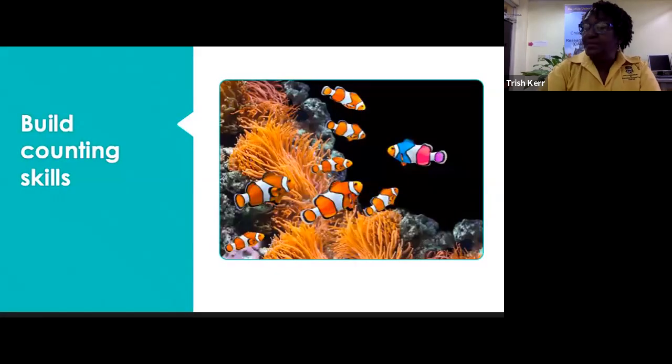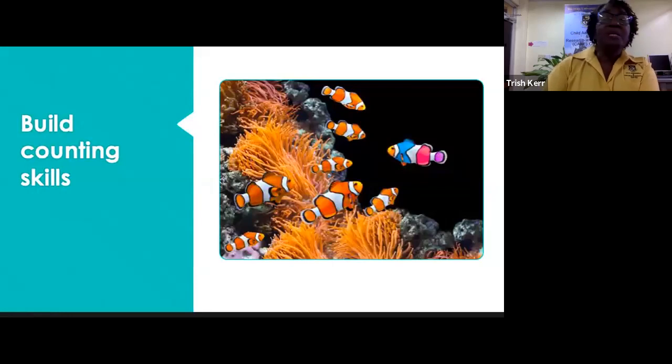Build counting skills. So you continue to just work on those numbers. Looking at this picture, I will ask, how many fish do you see? The child may respond, I see 8 fish. You may say to the child, which one is different? So they're learning words, they're counting. How many fish do you see that are small? They may count 1, 2, 3.